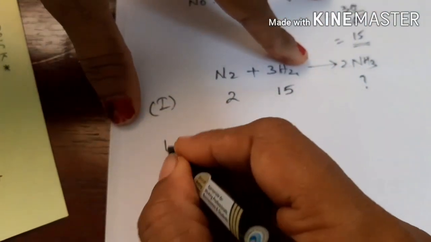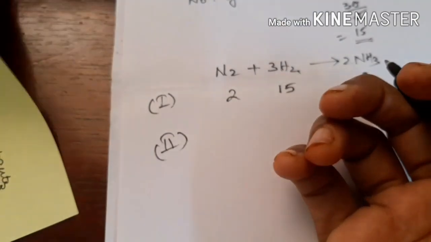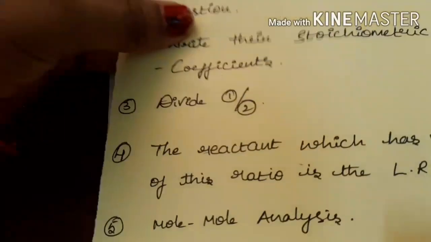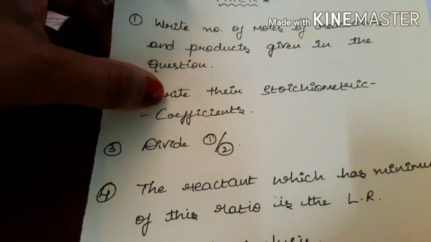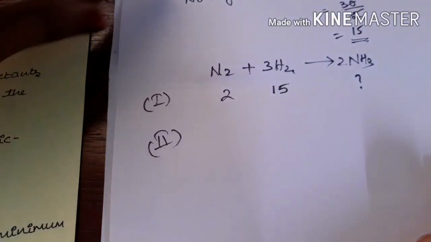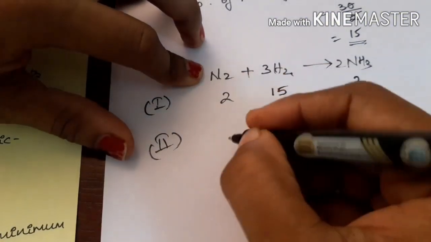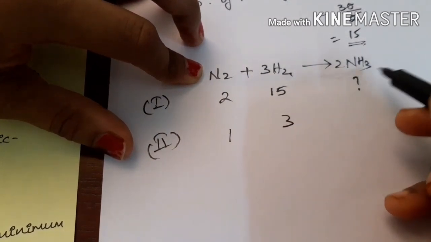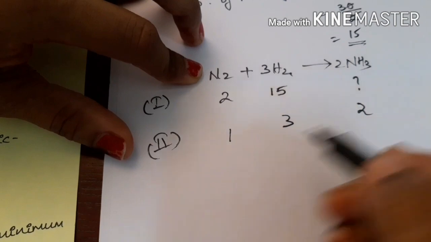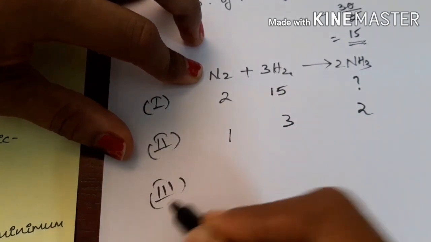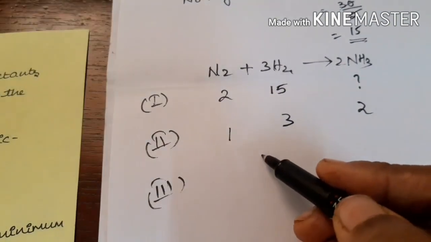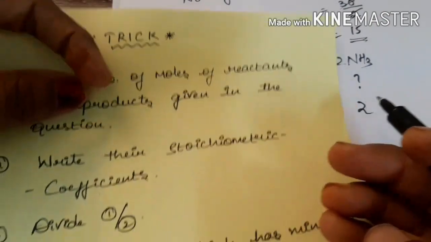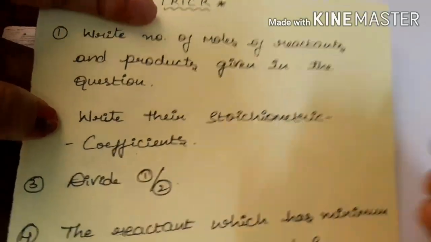Then see the second trick. What is the second trick? Do you remember? The second trick is to write the stoichiometric coefficients. What is the stoichiometric coefficient of nitrogen? 1. The stoichiometric coefficient of hydrogen is 3. The stoichiometric coefficient of the product, that means ammonia, is 2. And the third trick is to divide the moles by the coefficient.